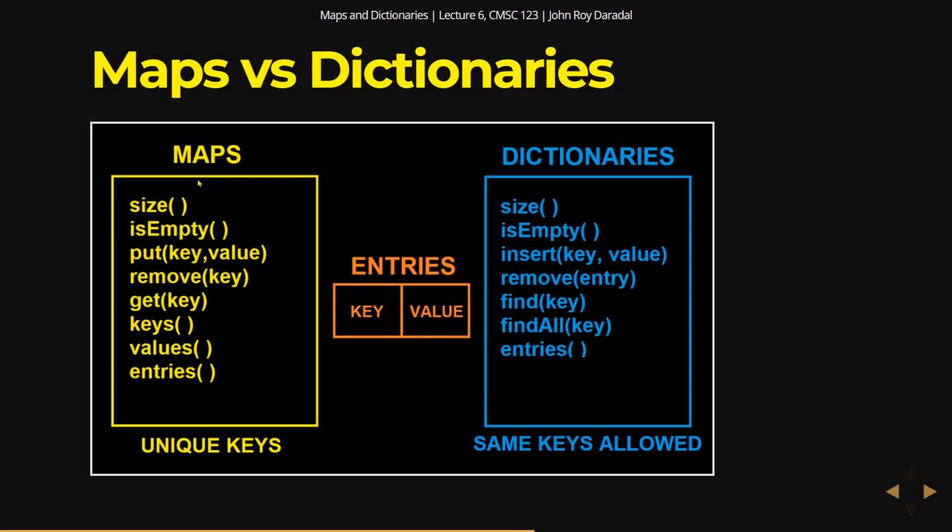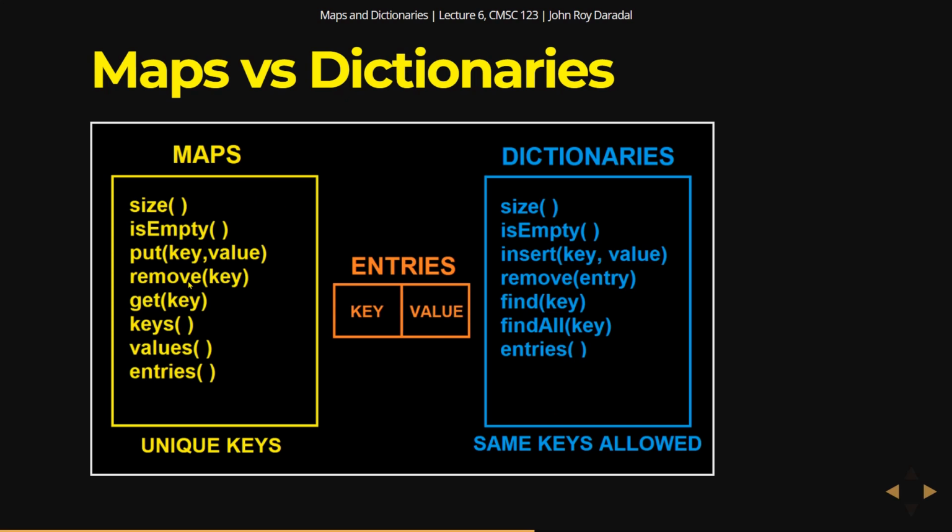And then for map, the insert method is put(key, value), and for dictionary, it's called insert(key, value). The difference here is that for put, you need to make sure that the key does not exist already, because if it does, then you need to overwrite it instead of adding a new entry. Okay? For insert, it doesn't really check that because you can just allow the same keys, right?